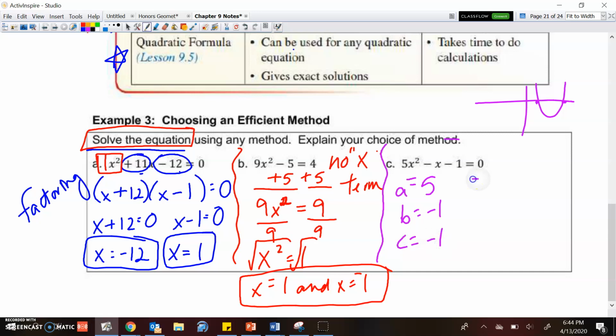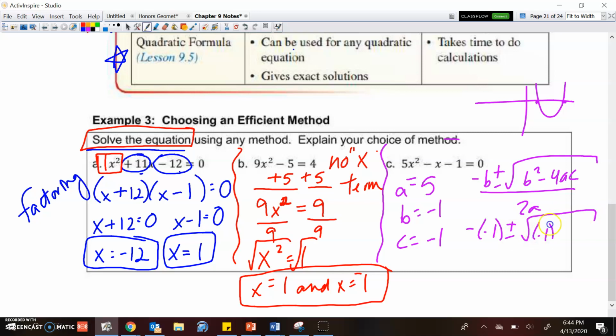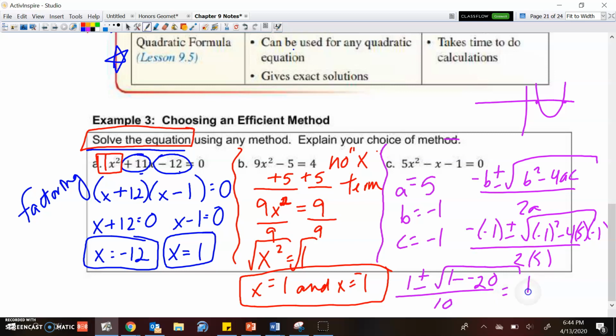So negative b plus or minus the square root of b squared, oops, we're close to the end, minus 4ac over 2a. All right, so negative negative 1 plus or minus the square root of negative 1 squared minus 4 times 5 times negative 1 over 2 times 5. I'm going to get 1 plus or minus negative 1 squared is 1. Minus 4 times 5 is 20, times negative 1, so plus 20, all over 10. And when I simplify that, I get 1 plus or minus the square root of 21 over 10.